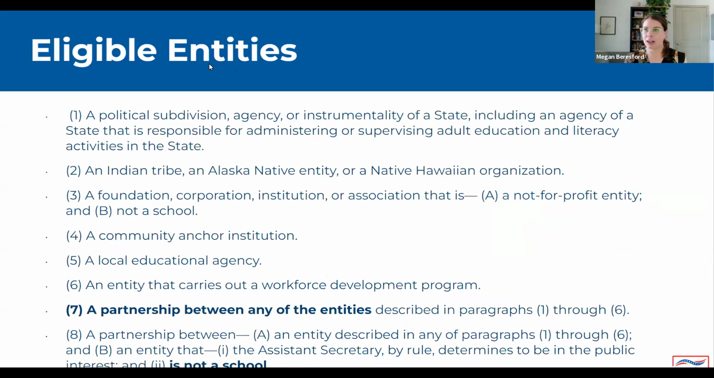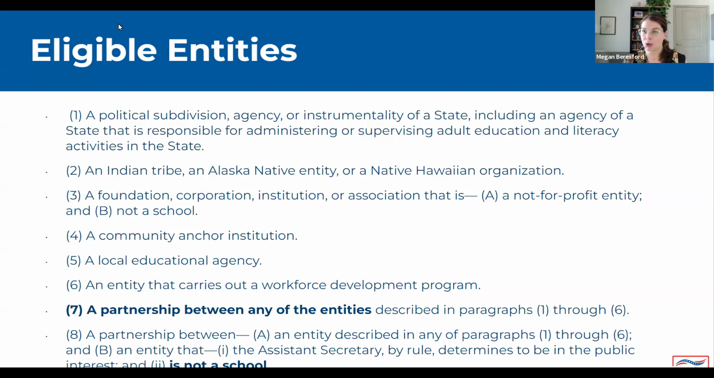So going a bit further into these eligible entities. This language here is taken straight from the legislation that created this program. So this is set in stone, approved by Congress. It would take an act of Congress to change it, which probably won't be happening. These set who's going to be able to apply for these funds. Partnerships between any of these agencies will be acceptable.